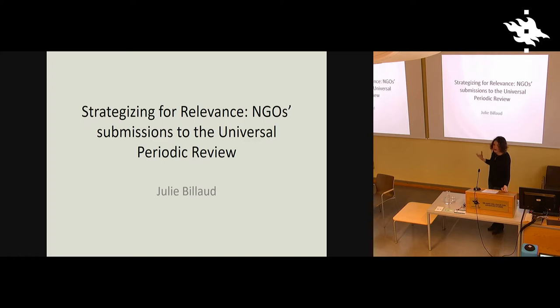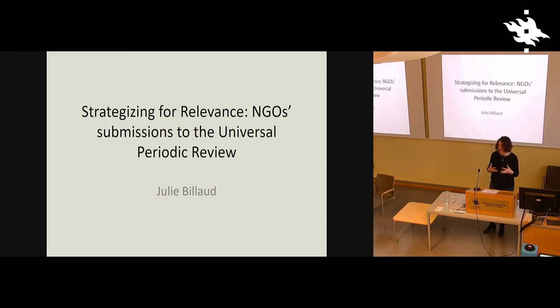Before I delve into this mechanism called the Universal Periodic Review, I feel I need to say a few words about what this mechanism is about. In 2005, the United Nations began a process of reforming its human rights system. This was in response to critiques according to which the Human Rights Council had become politicized, that it tended to name and shame certain states while leaving others unscrutinized. And the Universal Periodic Review was a mechanism which was specifically designed in order to address these critiques.